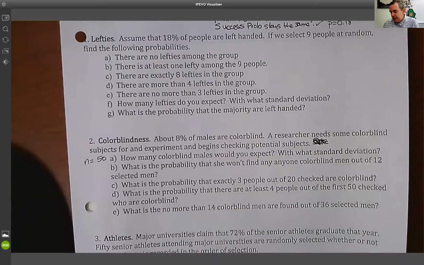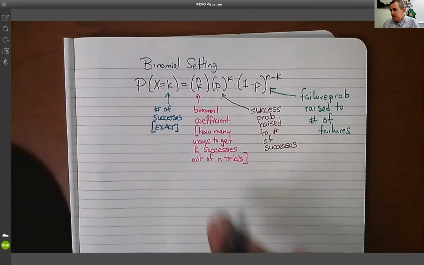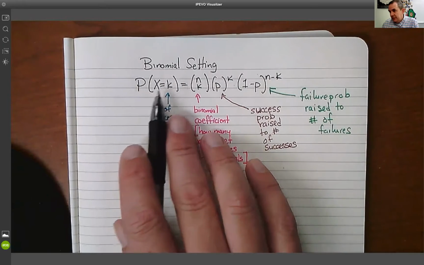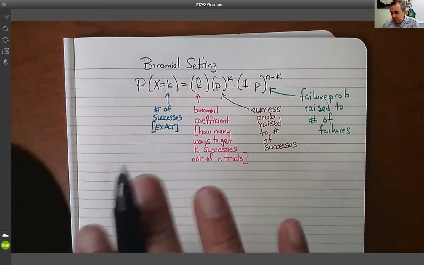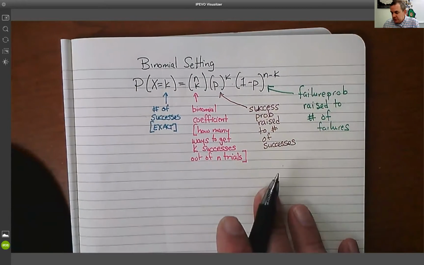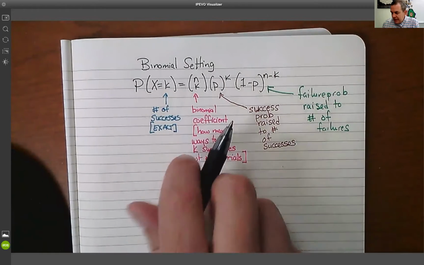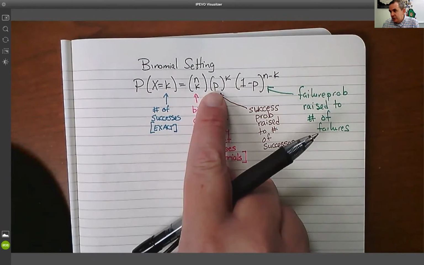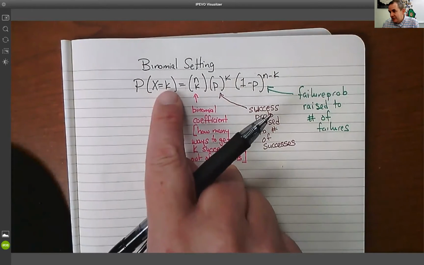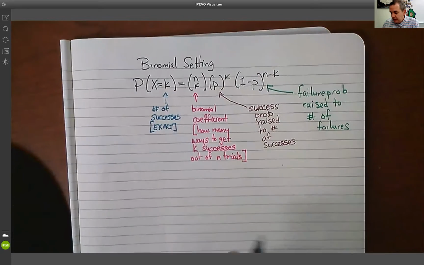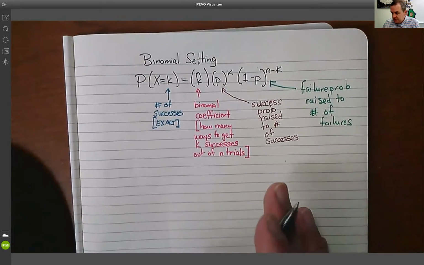So that's our binomial. And the binomial is a formula. It looks complicated, but here's what the formula is, in its simplest terms. We want to figure out how many ways to get a certain number of successes. So that's our k of successes. So again, let's put it in its simplest terms.